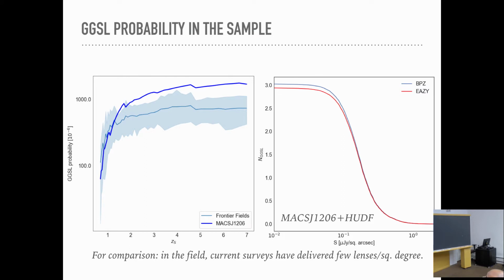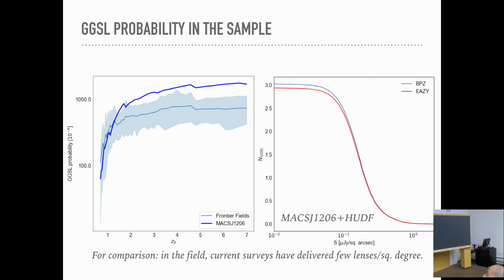So if we do this kind of job, and we measure then the probability for this kind of events in the 6 frontier fields and in MACS J1206, what we get is this kind of function. This is the probability as a function of the redshift of the sources, okay? And this tells you very little because you usually think in terms of number of strong lensing events, right? So we can transform this probability into a number of strong lensing events if we just multiply this probability by a number density of sources.